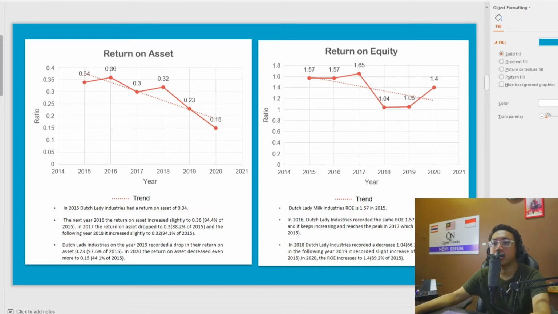For the return on assets, for the first year, it had 0.34 and then it increased to 0.36 and then it decreased to 0.13. After that, it increased to 0.32 and then it had a huge drop to 0.15 in the 2 years.